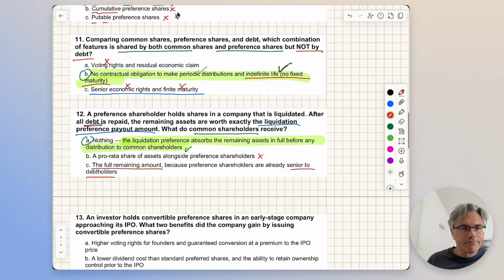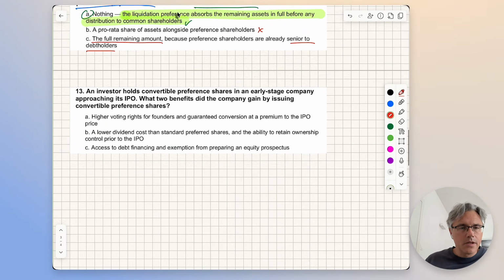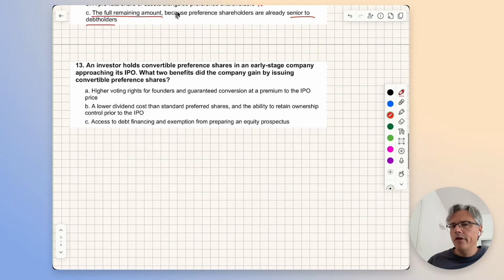And to finish things off, we've got question 13. Now, this is getting at a theme which I see being pushed in the curriculum quite a lot in that first section on equities. So I decided to create a question on it. An investor holds convertible preference shares in an early stage company approaching its IPO. What two benefits did the company gain by issuing convertible preference shares?